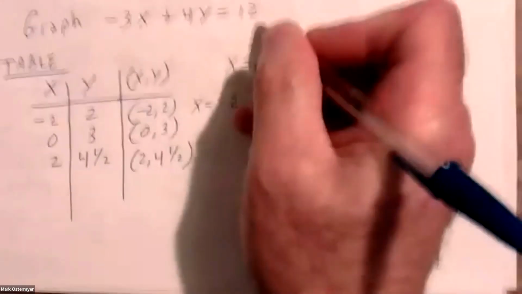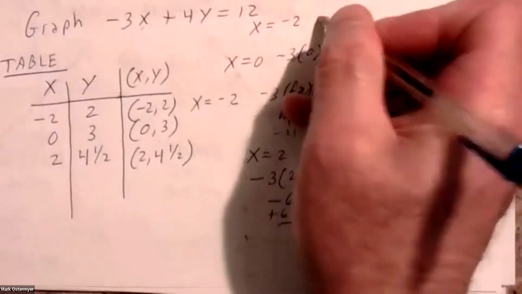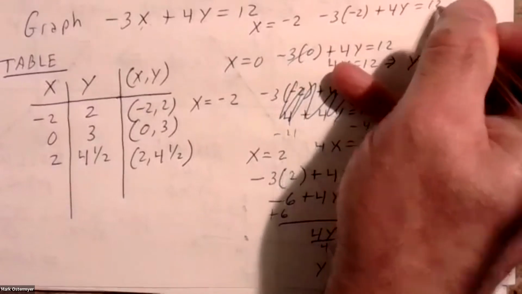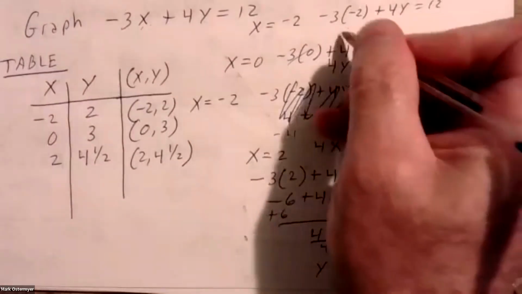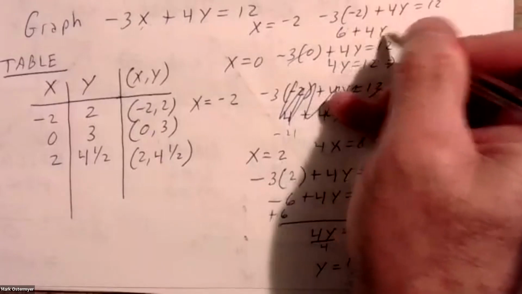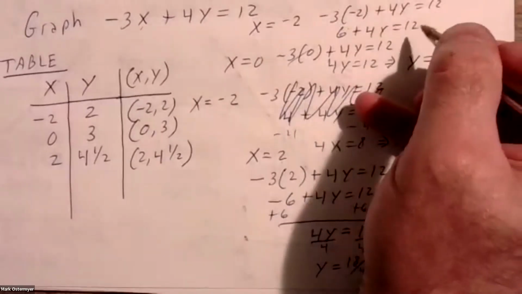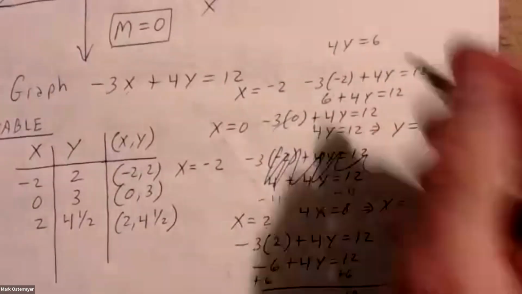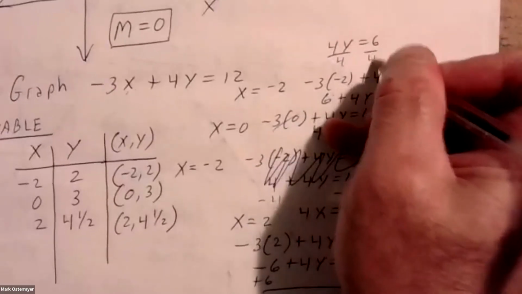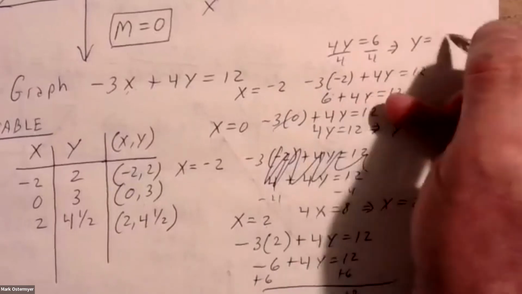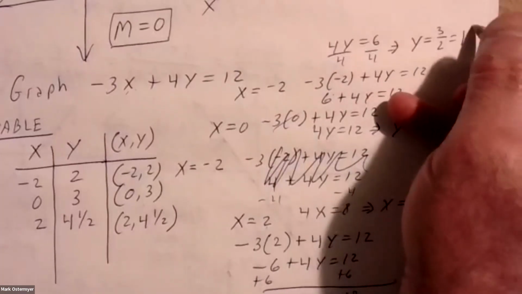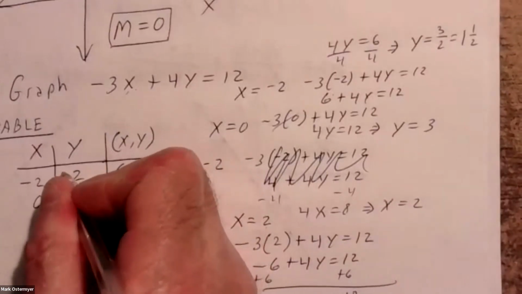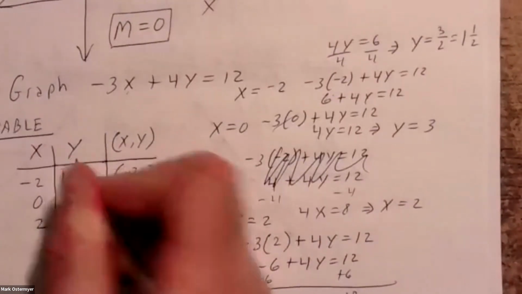All right, so let's do -2 again. Put -2 in here. So you got -3 times -2 plus 4y is equal to 12. So we got 6 plus 4y equals 12. Subtract 6 from both sides. You get 4y equals 6. And then you're going to divide both sides by 4. And you get y walks out of this with a value of 3/2, which is 1.5. Okay. So this should be 1.5.